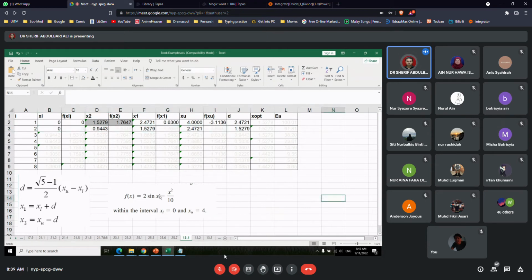Okay, so now I have all the values. Now I need to test those values against the function here. When x is equal to 0, this function returns 0. When x is equal to 0.94, this function equals 1.53. When x is equal to 1.5279, the answer is 1.7. When x is equal to 2.4721, this function equals 0.63. Okay, now you need to make a comparison between the function of x1 and the function of x2. Can you tell me which one is greater? In my case here, the function of x1 is greater than the function of x2.